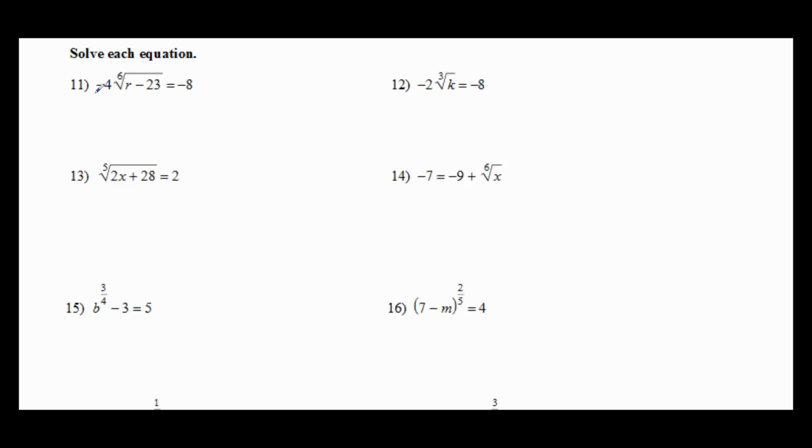So first things first, again, I got to isolate for the root, right? So negative 4 divided by negative 4 goes away. I get the sixth root of r minus 23 equals, and this is going to be a 2. Same thing I did up top. I have to raise each side to the index. So the index is a 6. That's the only way I can get stuff to disappear. So that's r minus 23 equals 2 to the 6th power, which is 64.